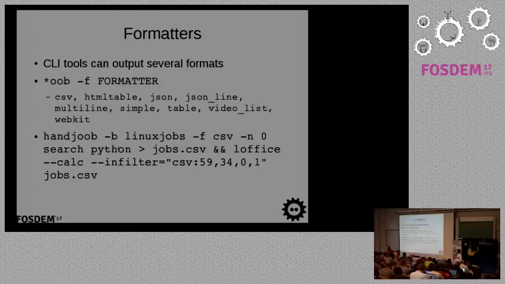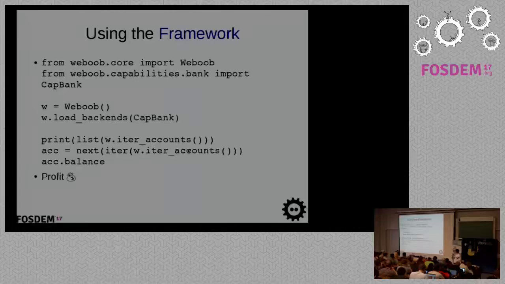So you can do, for example, hey, let's search for Python jobs on this website and put this in a CSV file. Because LibreOffice doesn't really like stdin, we make a temporary file and then launch LibreOffice Calc with the proper CSV filter parameters to make sure it will read the CSV file correctly, because there are many different flavors. And then you will just get a spreadsheet of all the Python jobs.